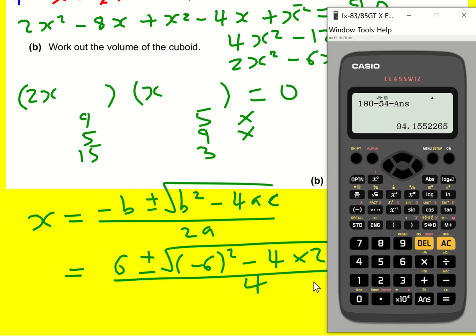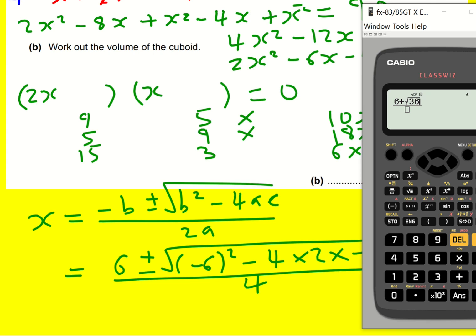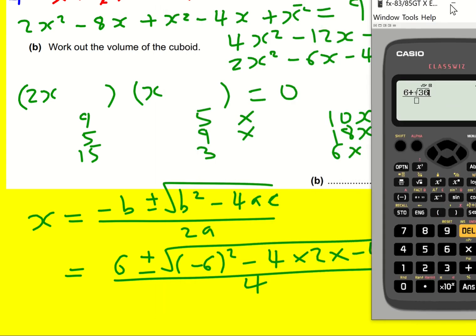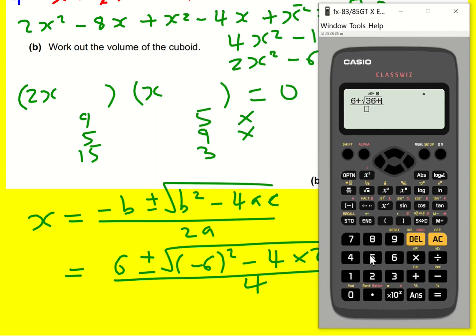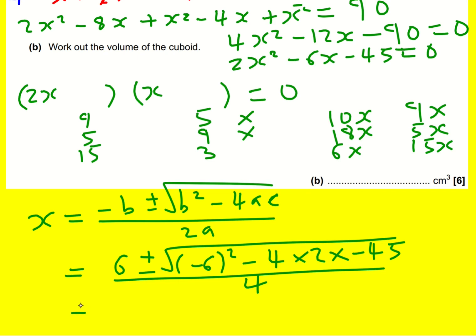And now I just put this in my calculator. I could try and do it by hand, but there's no need. Get the fraction button first. 6, let's deal with the plus first of all. Square root, minus 6 squared is 36. And then I'm going to get a double negative going on, so it's going to be plus 4 times 2 times 45. And then I'm going to divide by 4. And that gives me a third. So I was in fact right, it doesn't factorize.